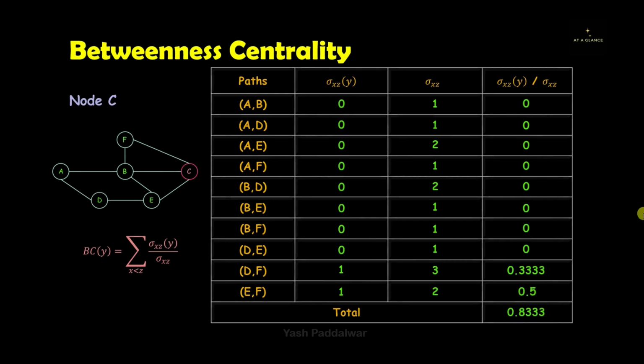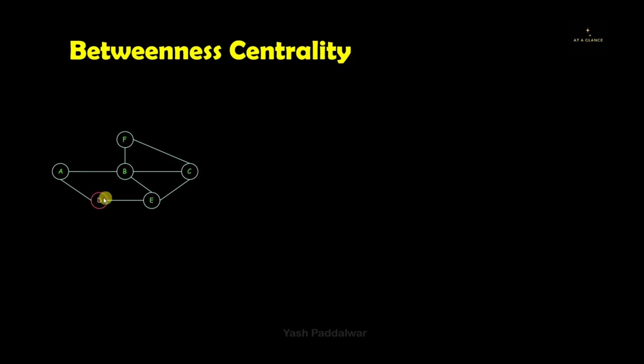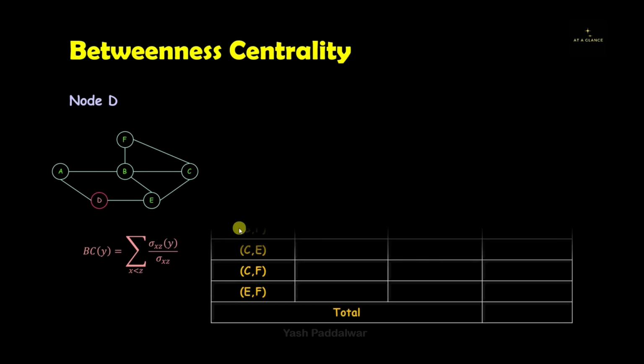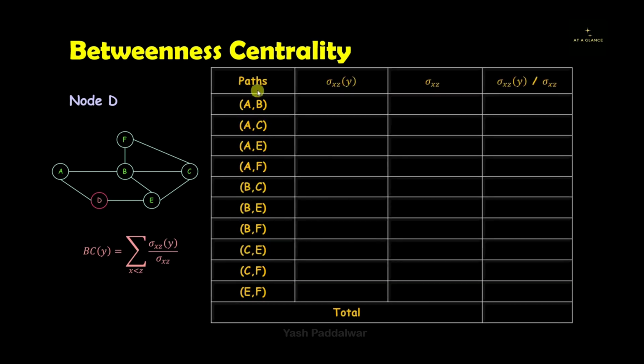So here 0.8333 is the betweenness centrality of the node C. I hope now you have become a pro at calculating the betweenness centrality of any single node. Similarly, we'll have to calculate the betweenness centrality of the node D. Here, without the node D, you will have to calculate all the paths.